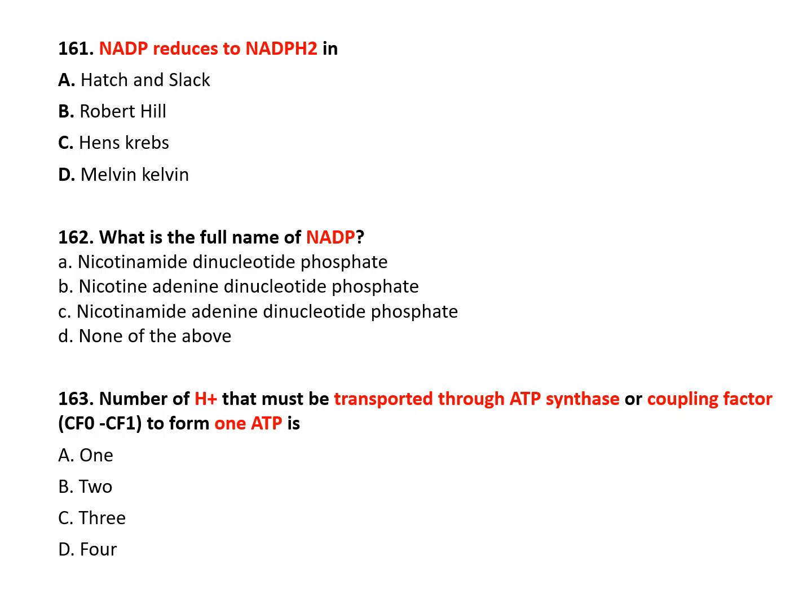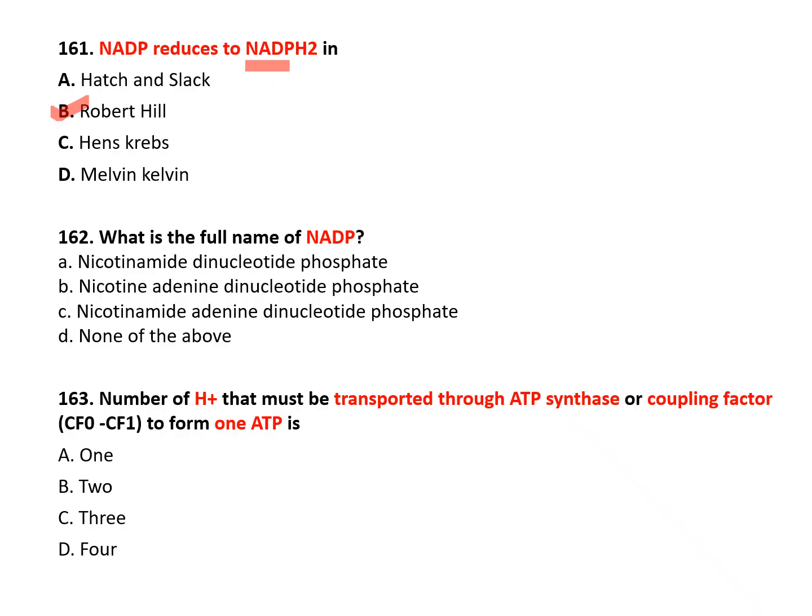NADP reduces to NADPH2 in option A, Hatch-Slack, option B, Robert Hill process, option C, Krebs cycle, option D, Calvin cycle. The correct answer is option B, in Robert Hill's reaction. The next question number 162.